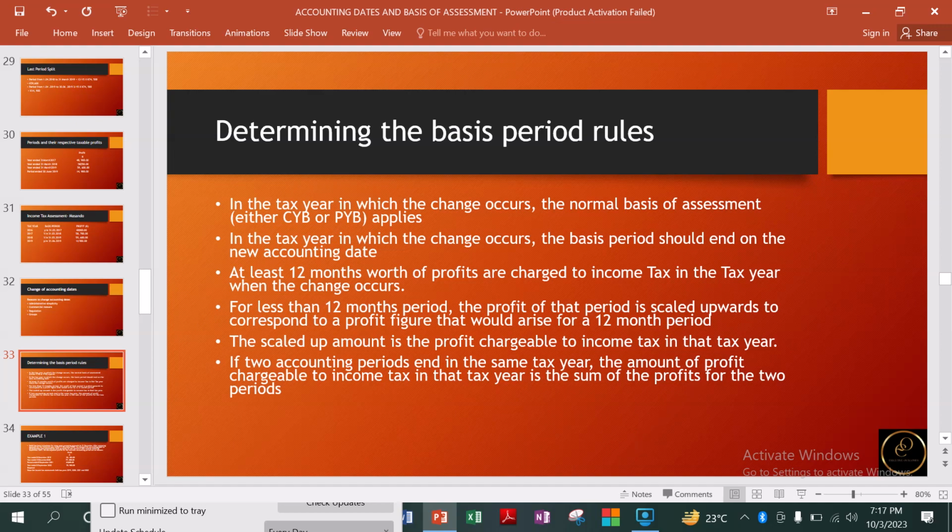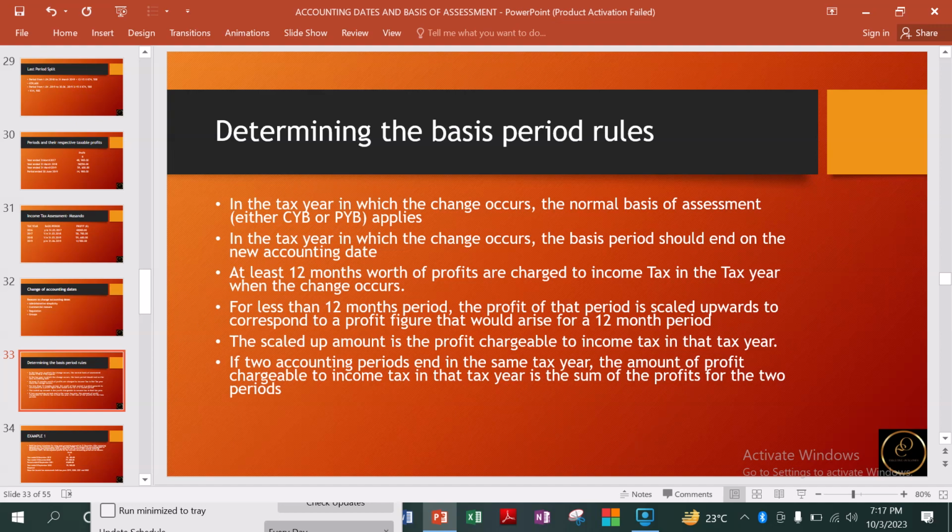Let's suppose you have an accounting period of 9 months, with a specified amount of profit generated. So what you do in this particular case, you have to gross it up to come up with a profit which would have been realized had you run for a 12-month period. That's what it means by scaling upwards to correspond to a profit figure that would arise for a 12-month period.